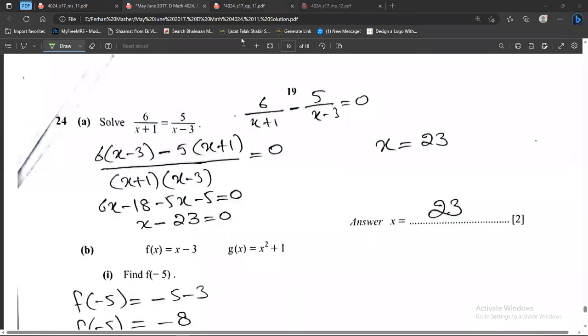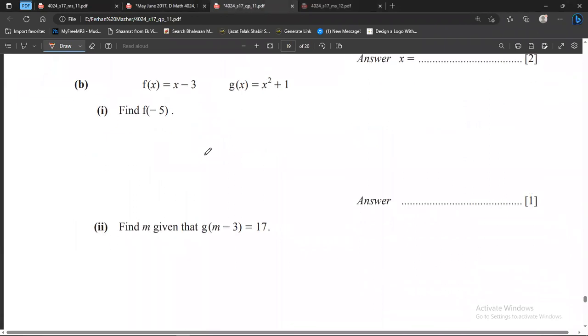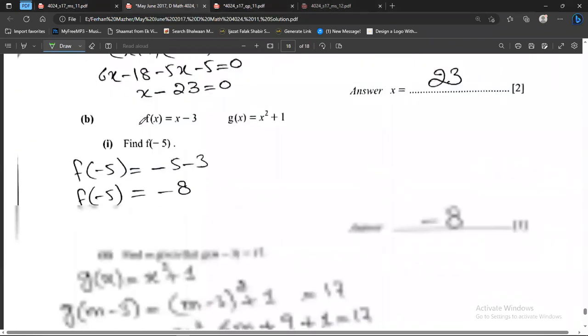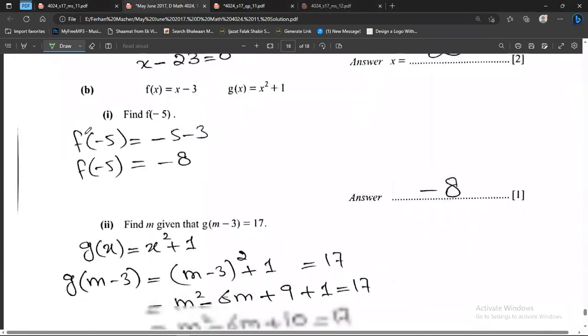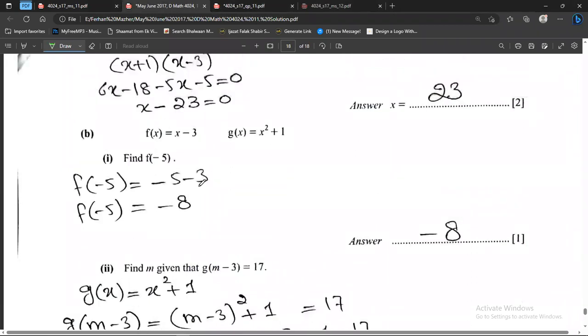Okay, so then we have B part, question number 24, it's B part. It says f of x is equal to x minus 3. The question is find f of minus 5. Very simple. In that formula, wherever there is x, substitute the minus 5. So f of minus 5 will be equal to minus 5 minus 3. That will be minus 8. Minus 8 is the right answer, sir.